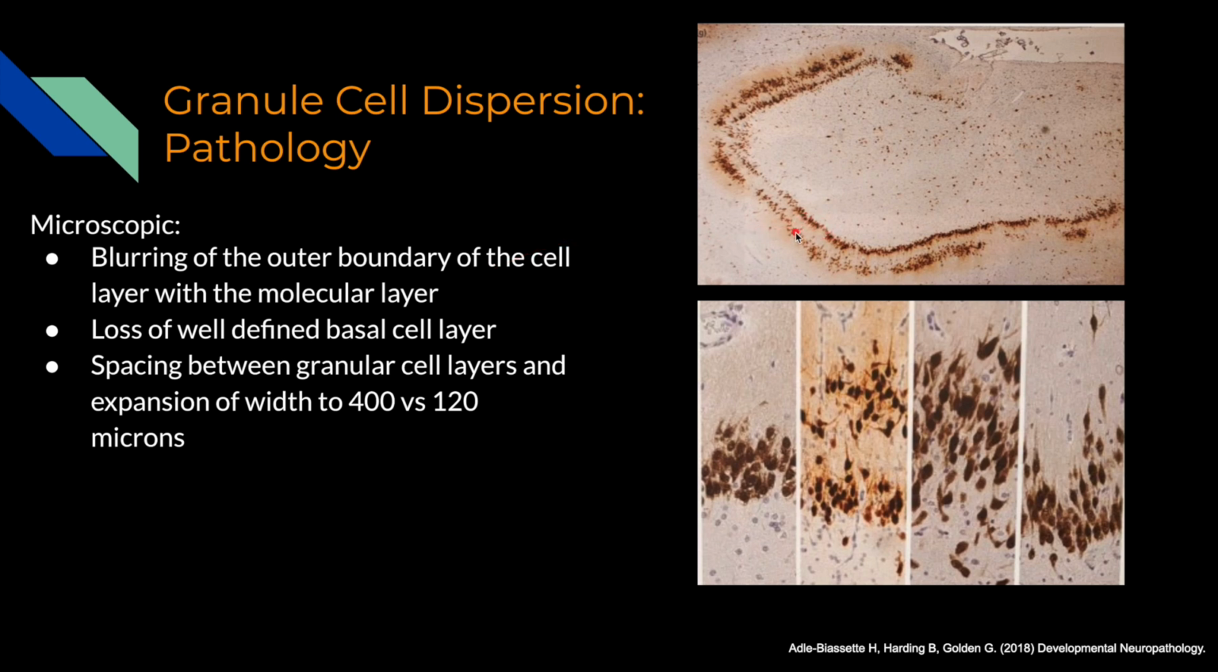This is a low power view of the dentate. You have loss of a well-defined basal cell layer, and also you have expansion of the granular cell layer from its typical 120 microns to 400 microns. So here we have duplication. This is what a normal dentate thickness should look like. Here we have a duplication where these cells have migrated into the molecular layer. This is a much more homogeneous dispersion, again much thicker in this 400 micron region, and then here you just have a few cells that have migrated to the molecular layer.